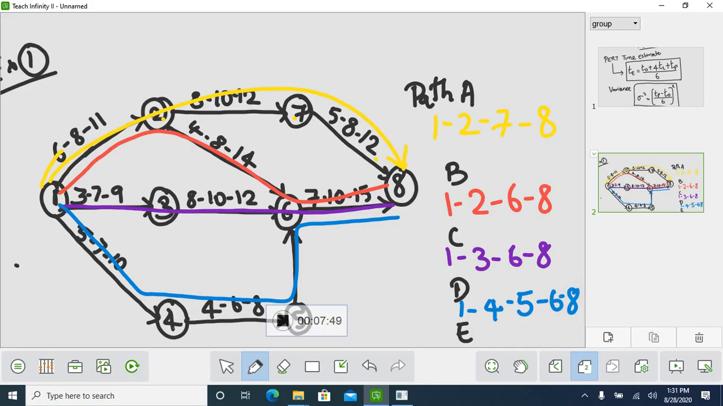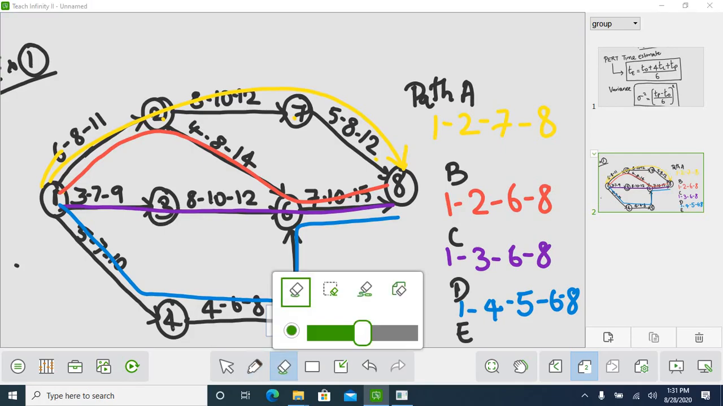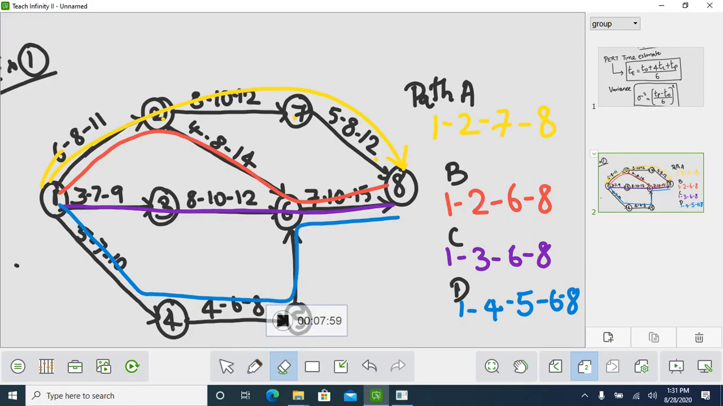So next path E, do you have any other path to go from 1 to 8? No, you don't have any other path. Only 4 paths you have. So we will remove the E path. So you have 4 paths to travel from 1 to 8. So this is your 4 paths you have.